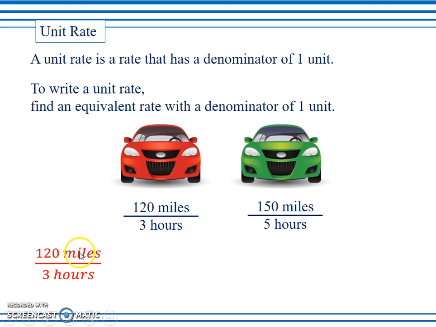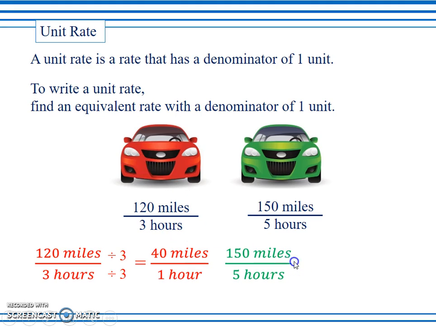Well, if I have 120 miles in 3 hours, I can divide by 3, so I get 1 hour in the denominator, and it can go 40 miles in an hour. The green car is 150 miles in 5 hours, so if I divide both the numerator and denominator by 5, I will find that in 1 hour it can go 30 miles an hour. So the red car can go faster than the green car. We had to get both of them to the same unit rate of 1 hour to be able to compare them.